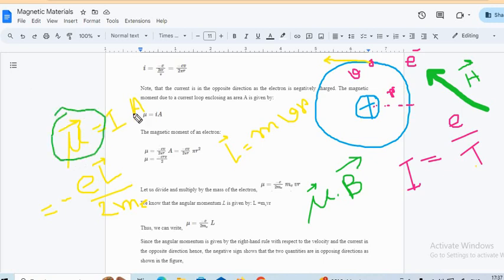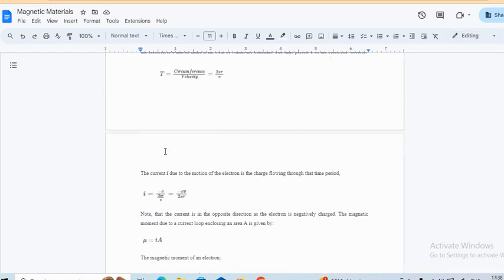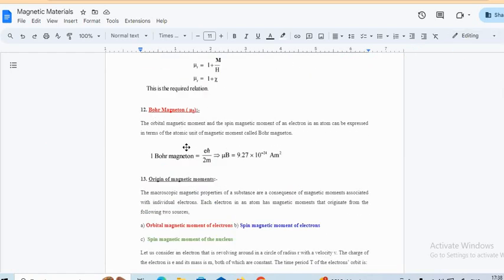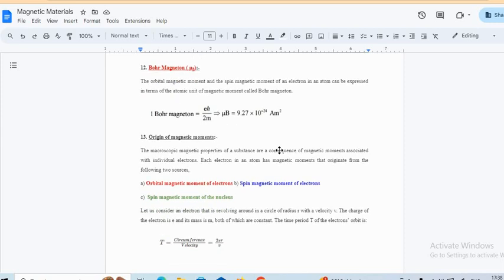But if you are considering a single hydrogen atom, you can get the tiniest mu value from this. This tiniest mu value is considered as the Bohr magneton. It's the orbital magnetic moment of a single atom. If you have a single electron and a single proton nucleus, you have this. So this is the numerical value.